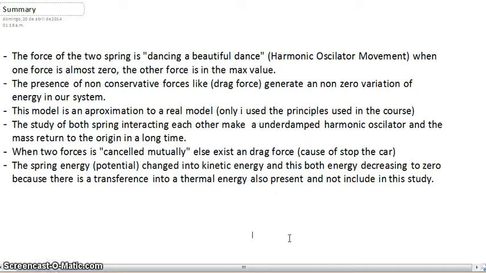In summary, we have a beautiful dance with two springs. More than a spring attack, it works as a spring dance. When the total energy is not even zero, we have the presence of a non-conservative force, which does work as an external agent, and we also have thermal energy, which is considered in the drag force.